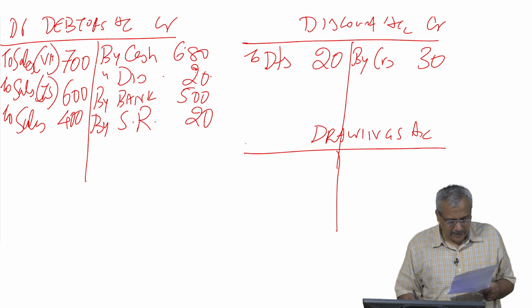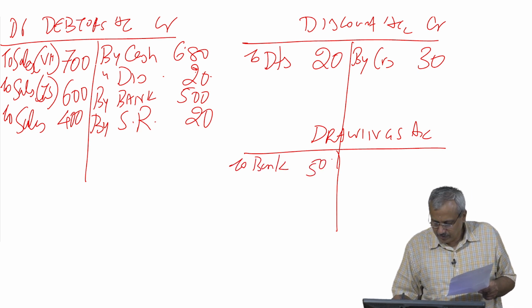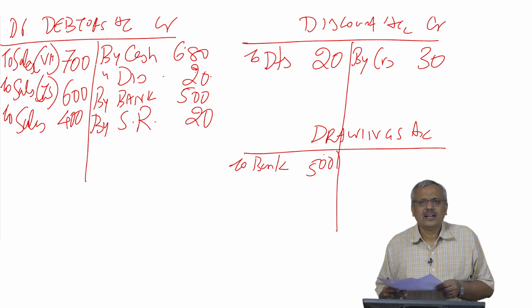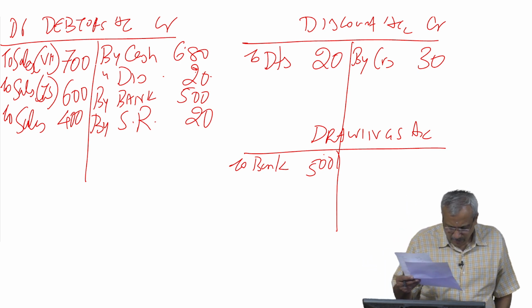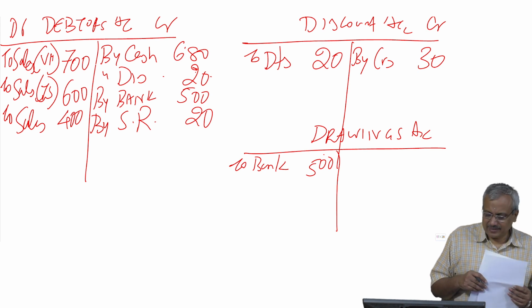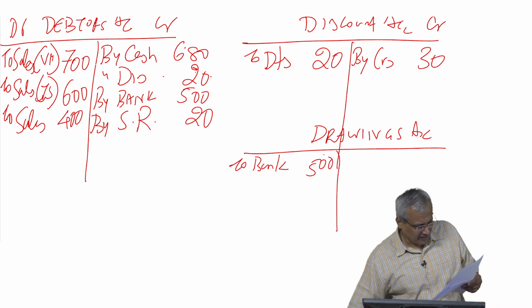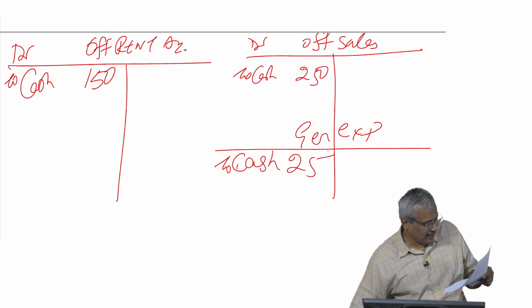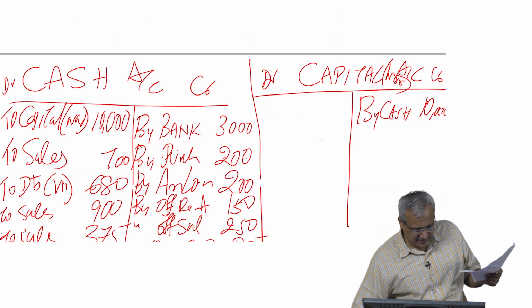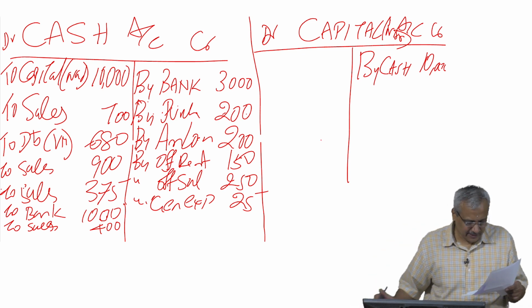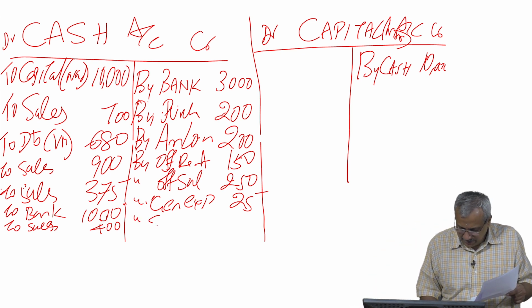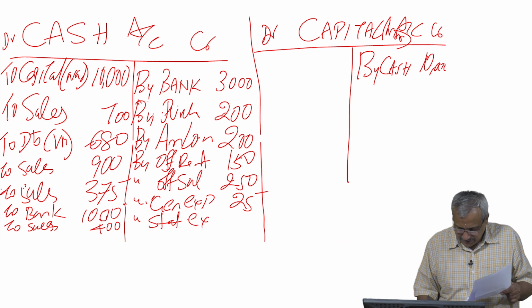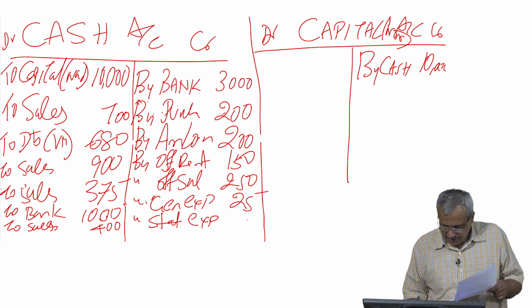Drawings account has been debited to bank account, that is what is called about 500 in the process. Last transaction we have: bought stationery for cash. When I say bought stationery for cash, the entry was stationery expenditure debited to cash account. Cash account has been credited by the stationery expenditure account, that is again $25 out here.